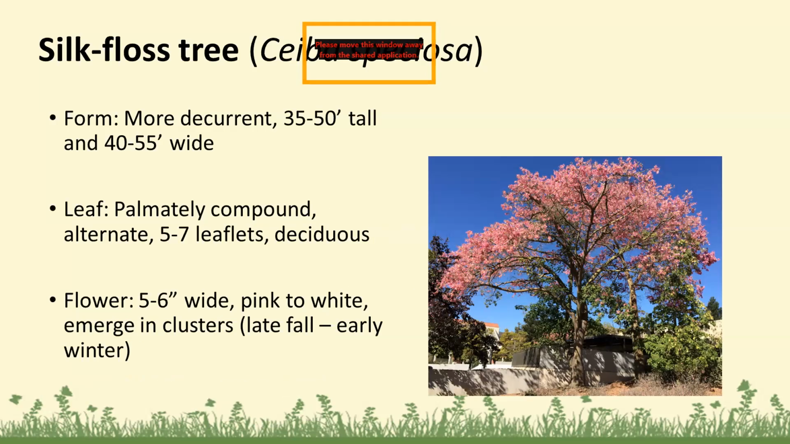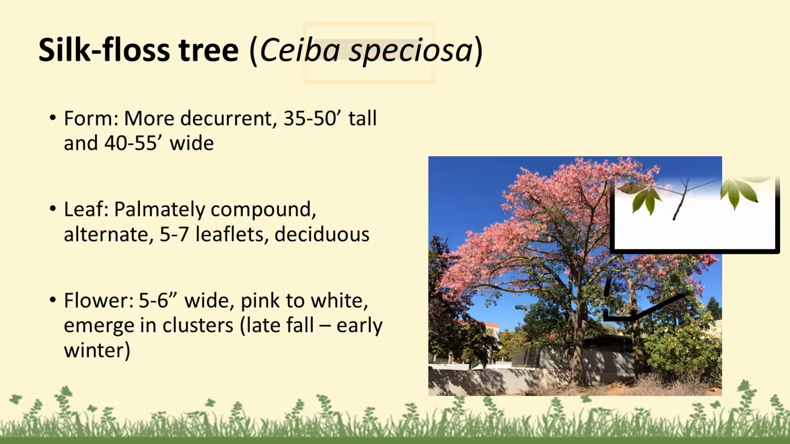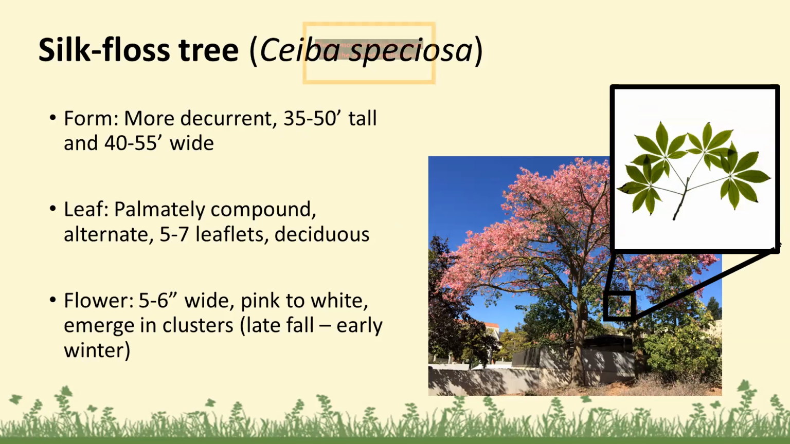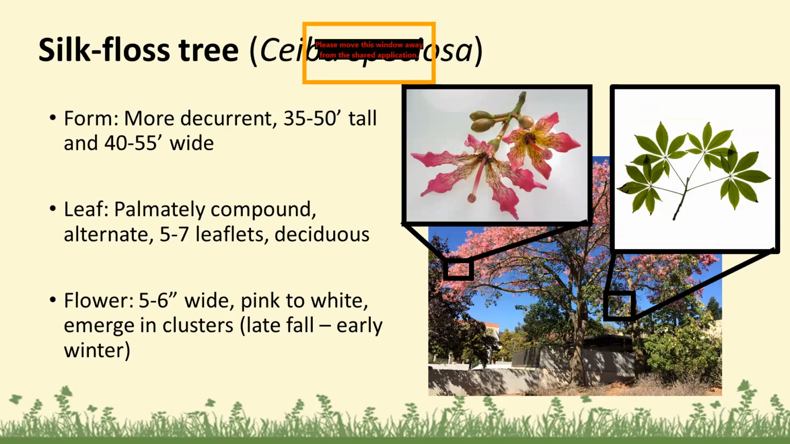So the form for these trees is they're pretty decurrent for the most part. They'll get up to 50 feet tall and about 50 feet wide. And they've got a palmately compound leaf, 5 to 7 leaflets. And then the other thing that really sticks out is in late fall to early winter, you get a lot of flowers on them.